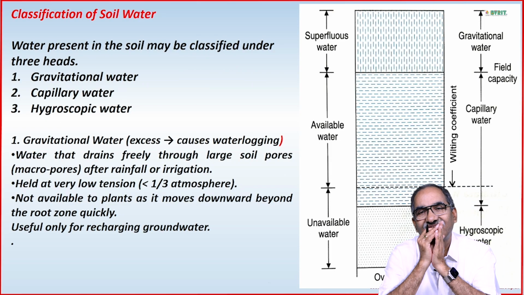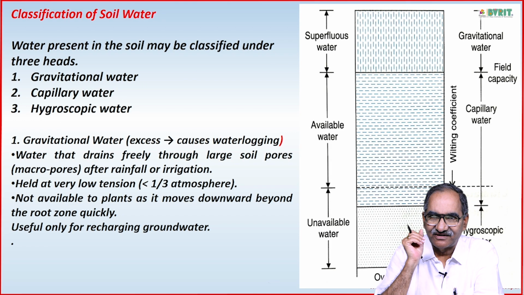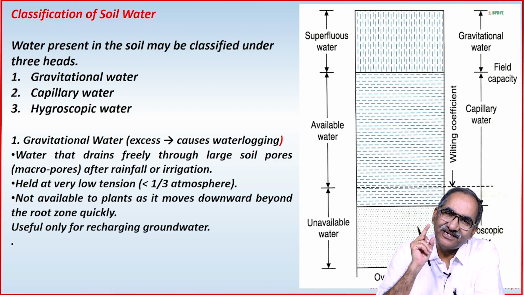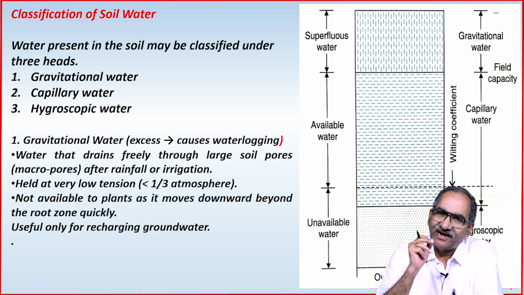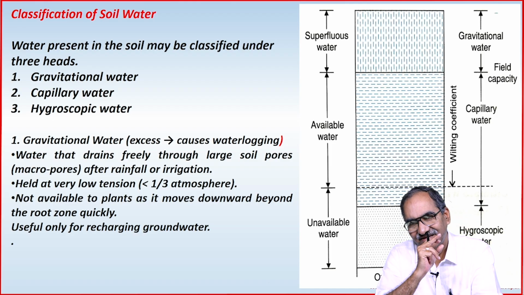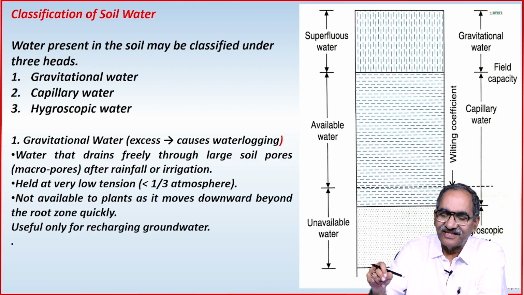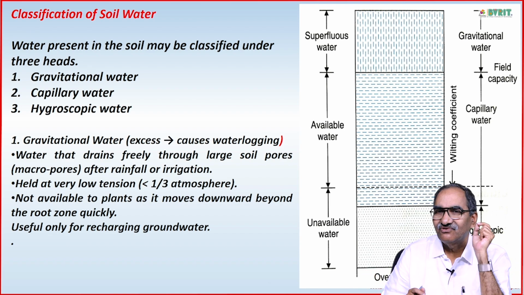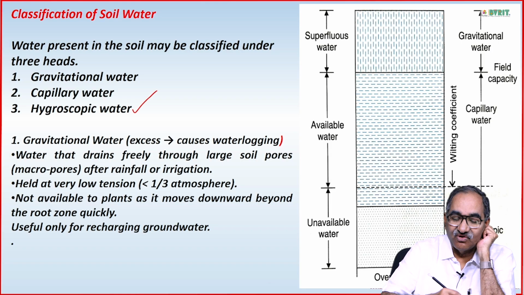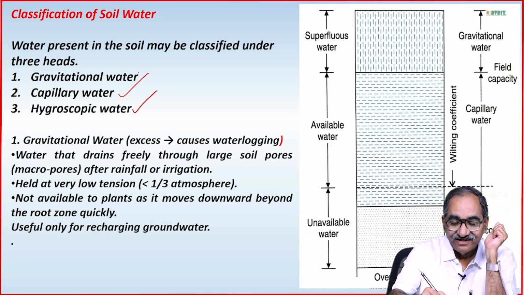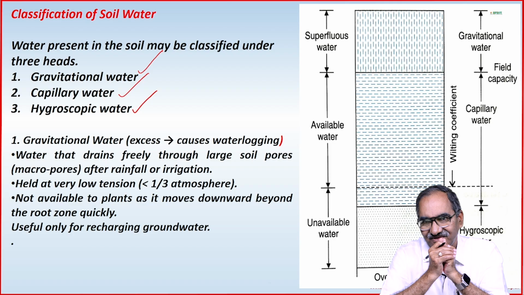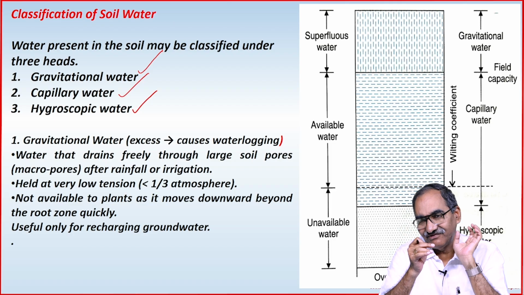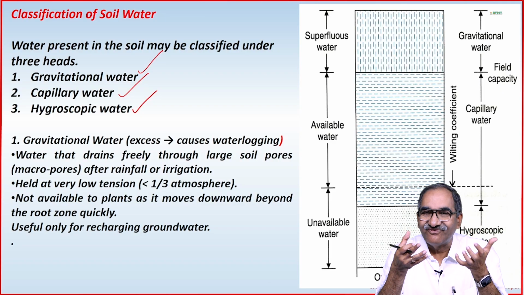So let us take it. Classification of soil water. Concentrate on the figure. The water that is present in the soil we may classify under fundamentally 3 heads, right? What are those 3 heads? Hygroscopic water, capillary water, gravitational water. What are the 3? Hygroscopic, capillary, gravitational. Now let us see what is what.